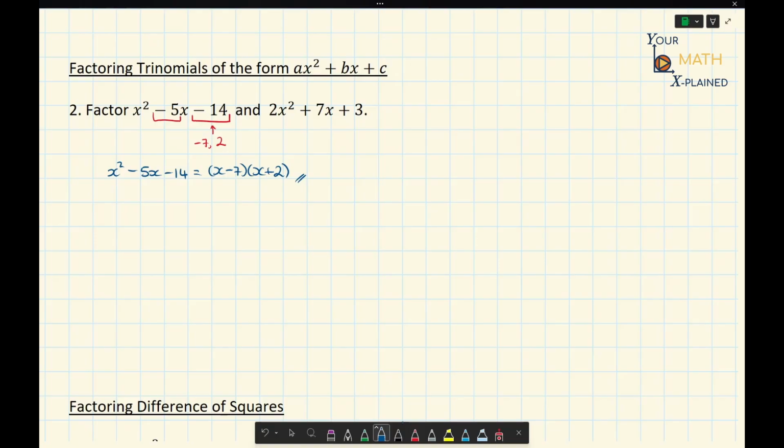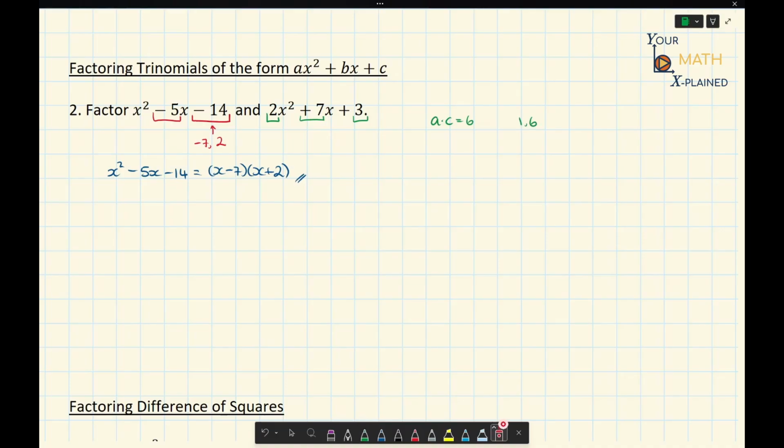Now, when a is not equal to 1, it's a little bit more complicated. You need to multiply a and c together and then use grouping. So for the second expression, our a value is 2 and our c value is 3. So a times c is going to be equal to 6. And then you do the same thing. You find two numbers that multiply to be 6 and add together to be equal to b, which is 7 here. So the two numbers are going to be 1 and 6.